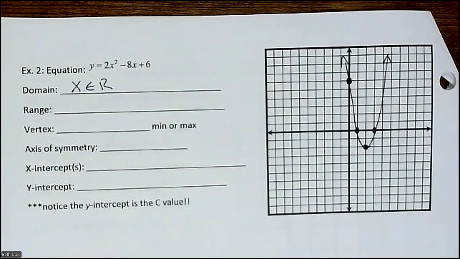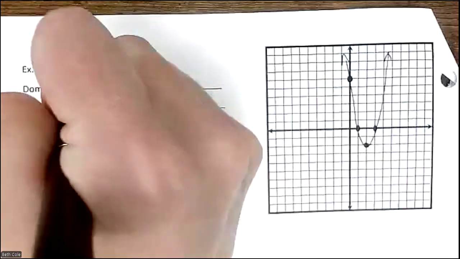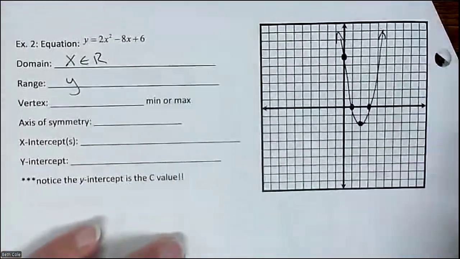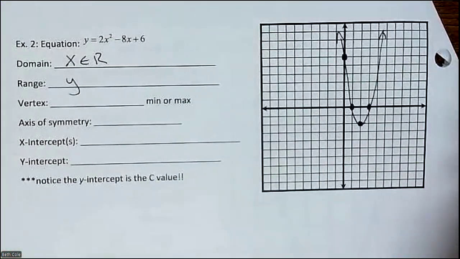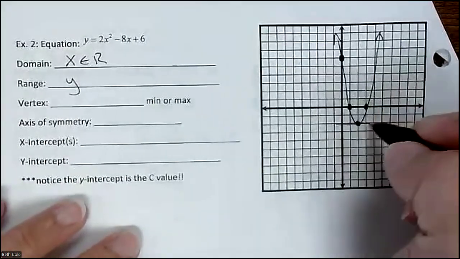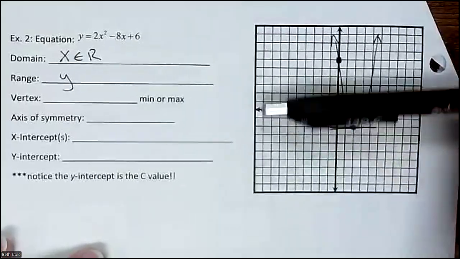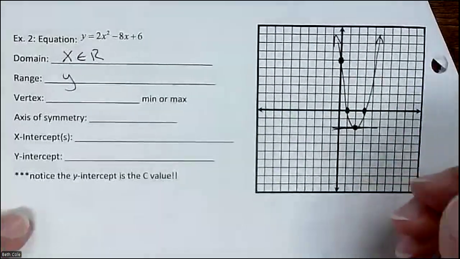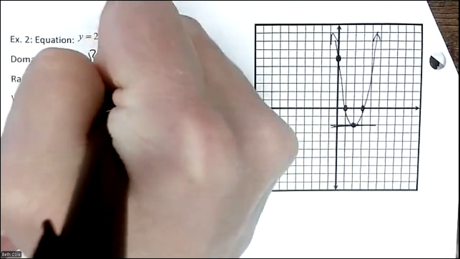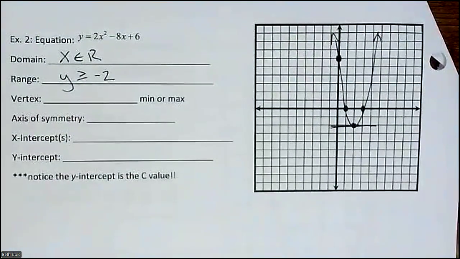I can't change that. Range is y. That will not be all reals. Just watch me point to this. I don't have a better explanation than, hey, look. All right, what y value is this stopping? -2. Do you want everything above or below? Above. So greater than or equal to -2. You are so smart. You listen to me, you're going to know what's going on.